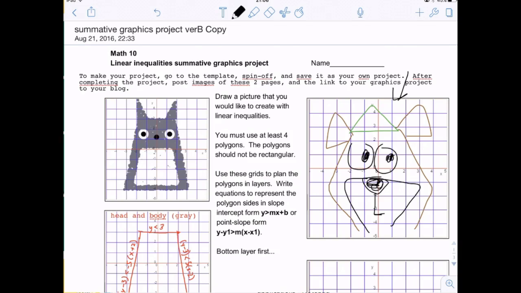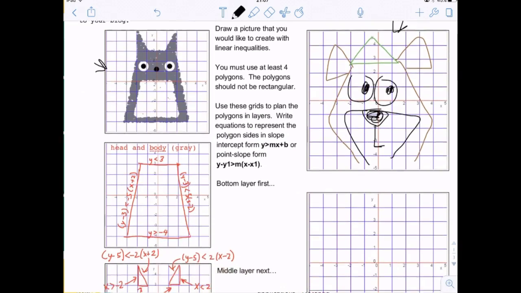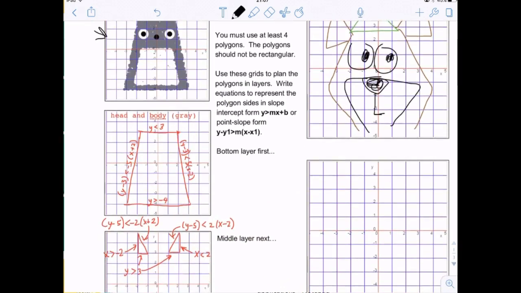In the original drawing, I chose Totoro, and in this one here, I'm choosing Yogi Bear because they both have faces that are polygons. Okay, and I'm not going to show you how to do all of Yogi Bear, but I'm going to show you how to do a few parts of him.